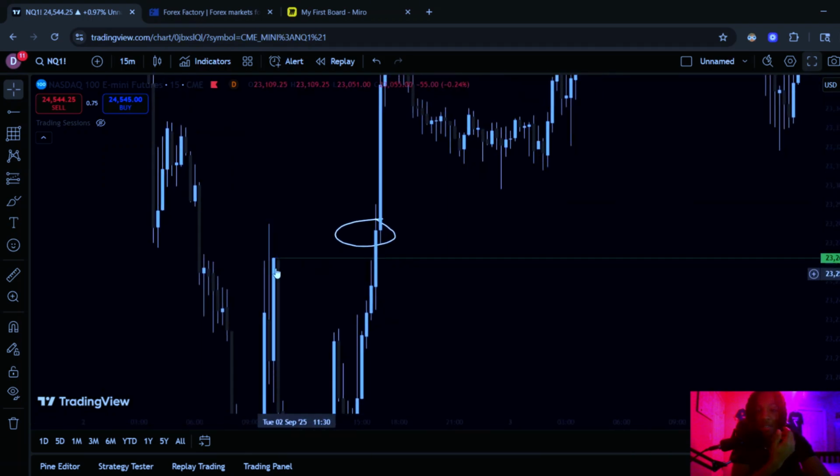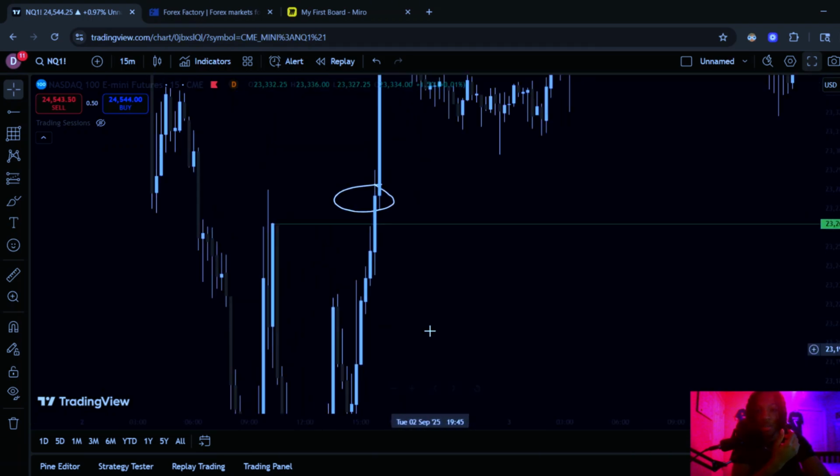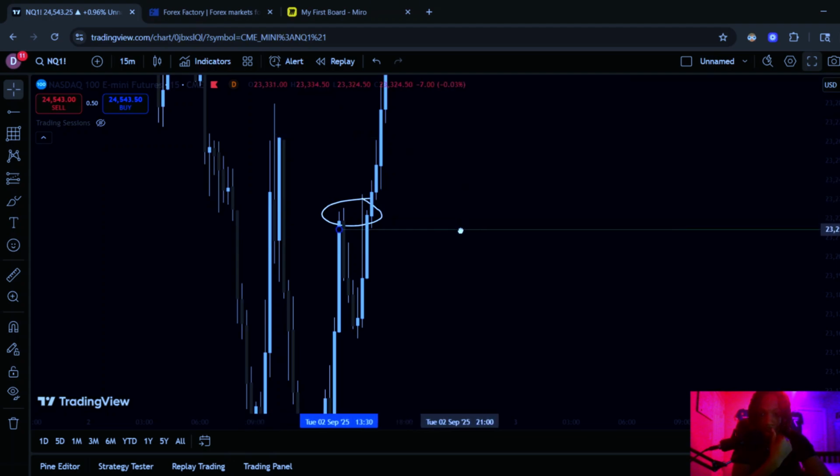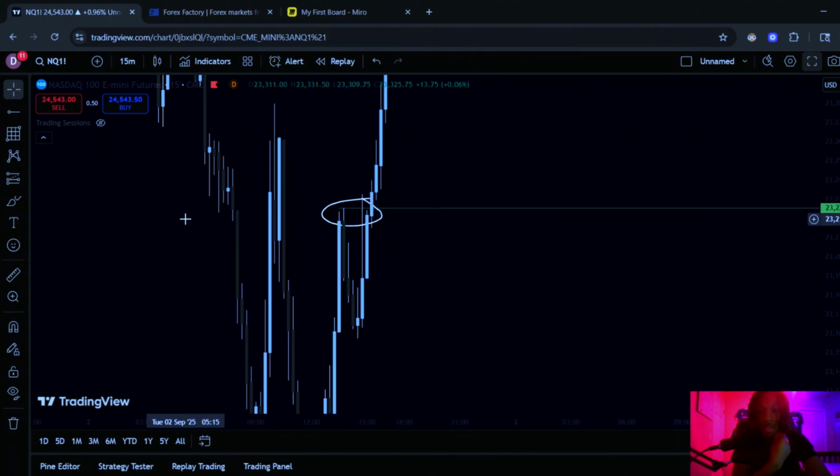So I wouldn't have entered. Actually, I'm tripping. Breaker structure would be right here. Sorry. Let's just move this. This would be our breaker structure. I completely forgot about this. I didn't see it. This would be our breaker structure, and I would enter off of this candlestick, right?